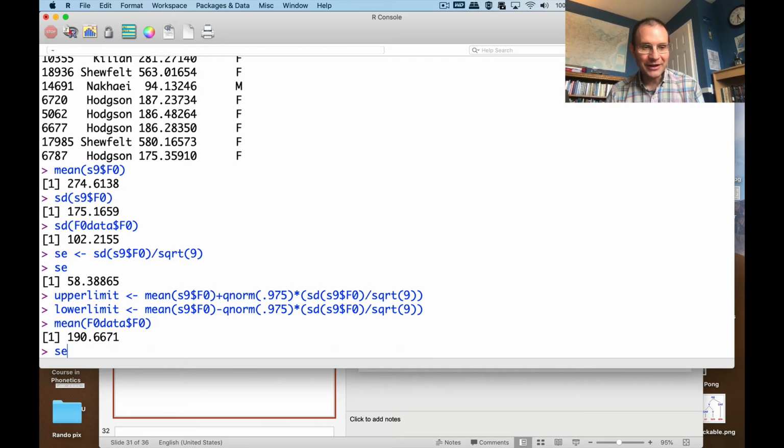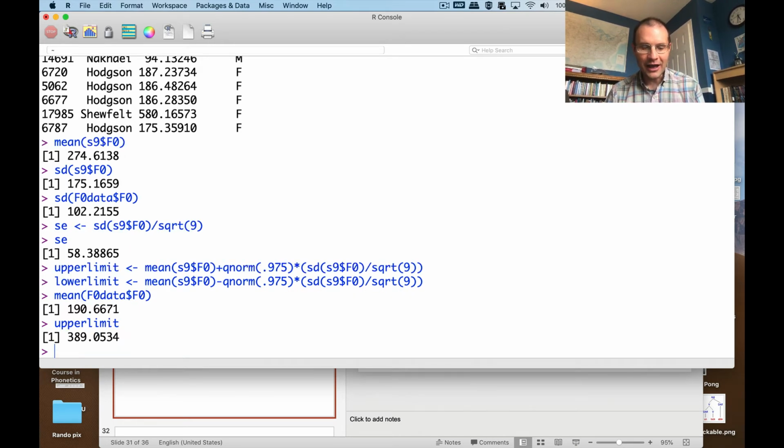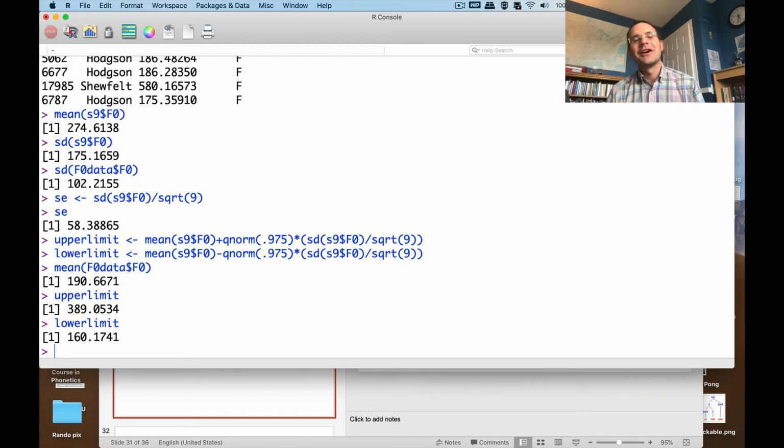We can look at the upper limit by just typing upper limit. 389. Okay, lower limit, it's got to be under 190. It is 160. Okay, so here's our confidence interval. We are 95% confident that the population mean is between 160 hertz and 389 hertz. And it is. But we don't know that if we're actually going to run this experiment.